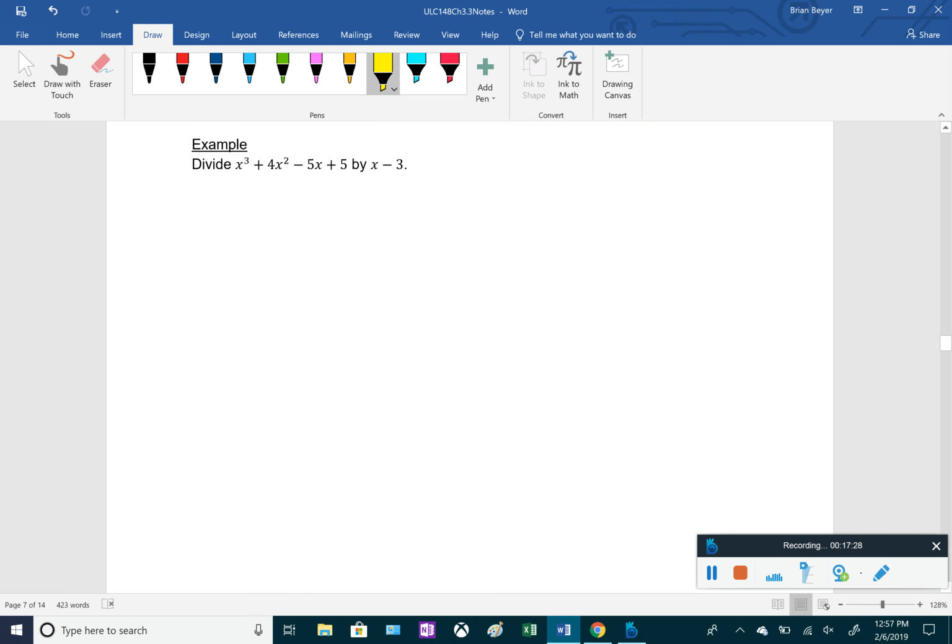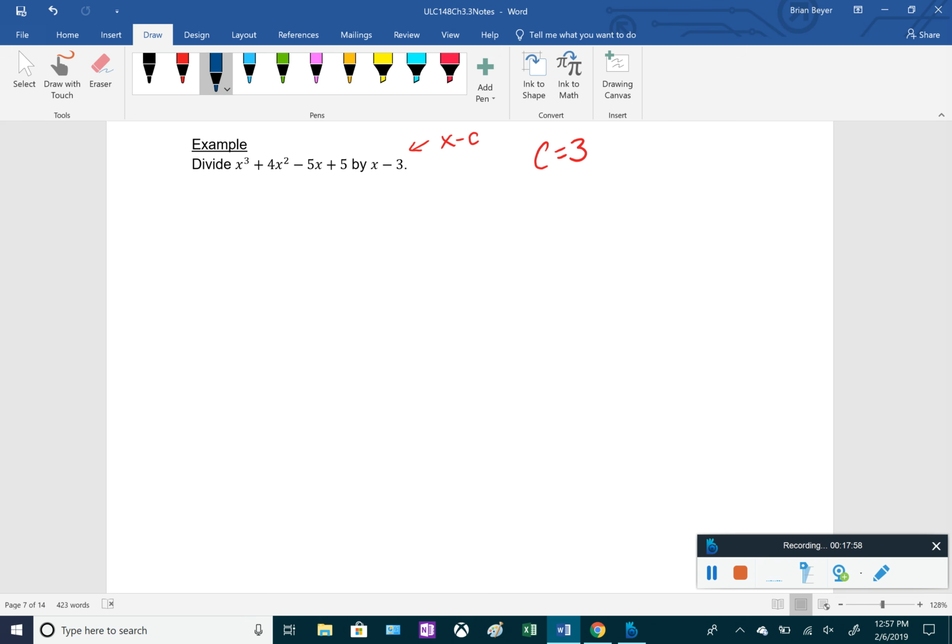So we want to divide x cubed plus 4x squared minus 5x plus 5 by x minus 3. So first, we can see that this is in the form x minus c. So it's x plus or minus a number, so we can do this method. Our c value here is going to be 3. So it's x minus c, x minus 3, so c is equal to 3. So c is not negative 3, it's positive 3.